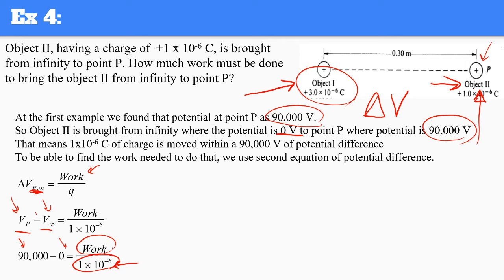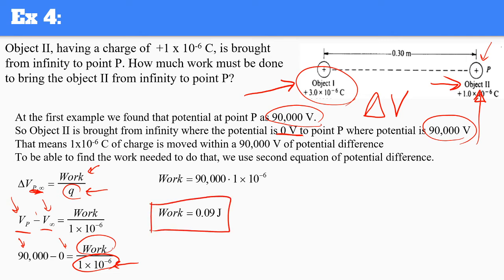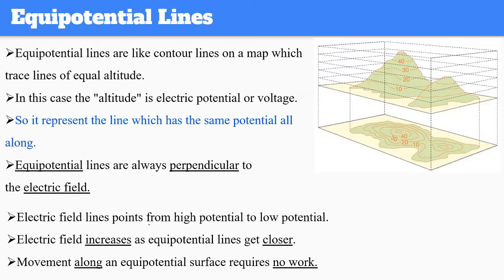If you are confused about which one we use as this Q, because we have 2 Qs, this Q is the one that you are moving in between the potential differences. And once you put all the numbers together, you find the work that you need to do on the charge is 0.09 joules.